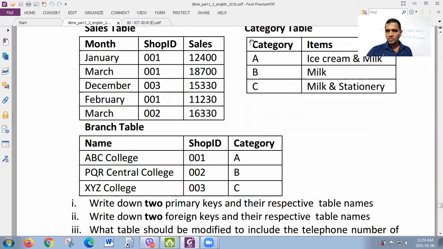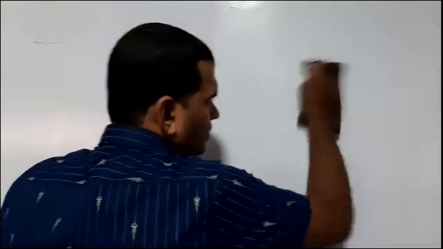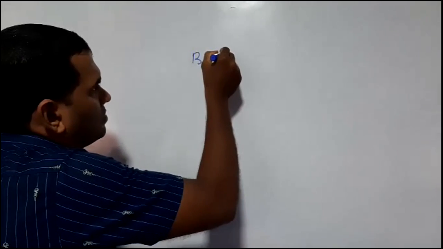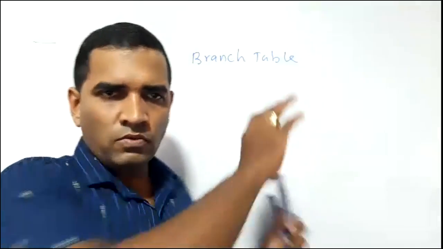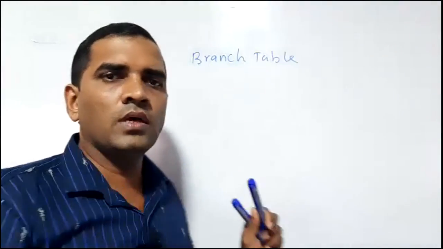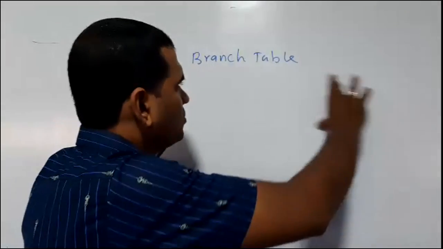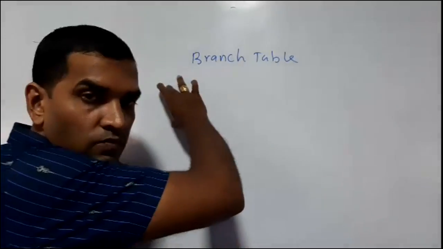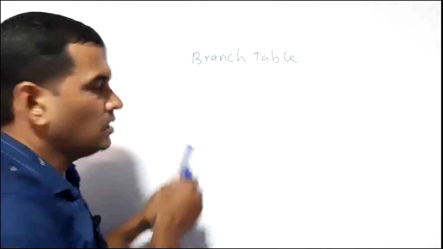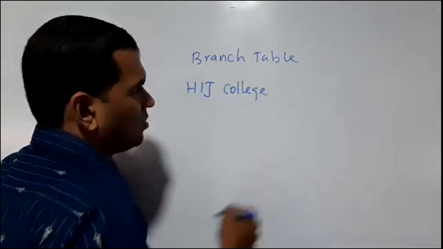So let's take that table. This is how the table is updated. The table name, branch table. Better we use our familiar method, right? In the previous question, I followed the format which was given in the 2019 paper, but this would be the easiest way. Branch table, and now give the data in every field. So what is the first one? Name. HIJ College.